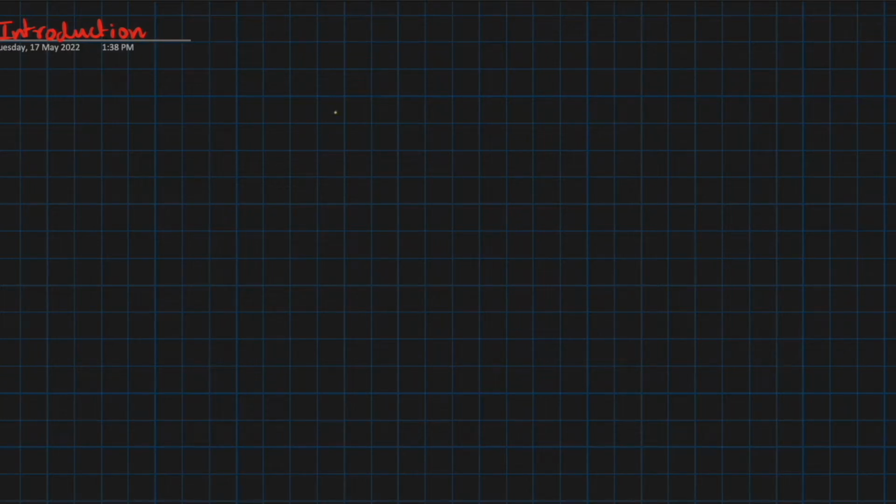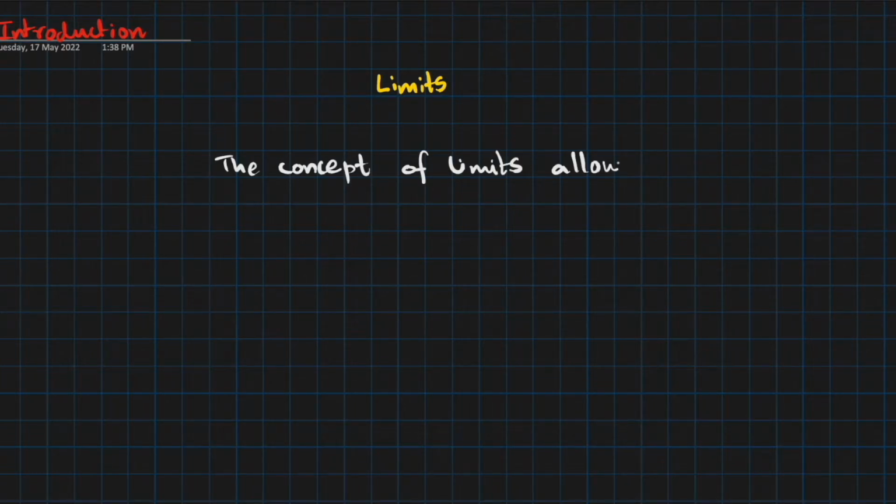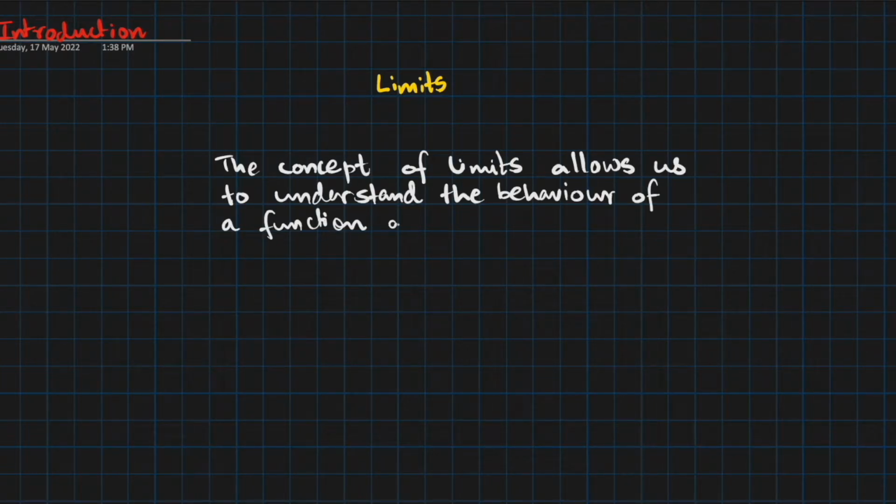In this tutorial, we are going to discuss limits. If we have a real valued function, limits basically allow us to find the behavior of a function in and around a certain point. What it basically means is, if we have a function, say f of x, it's a real valued function.